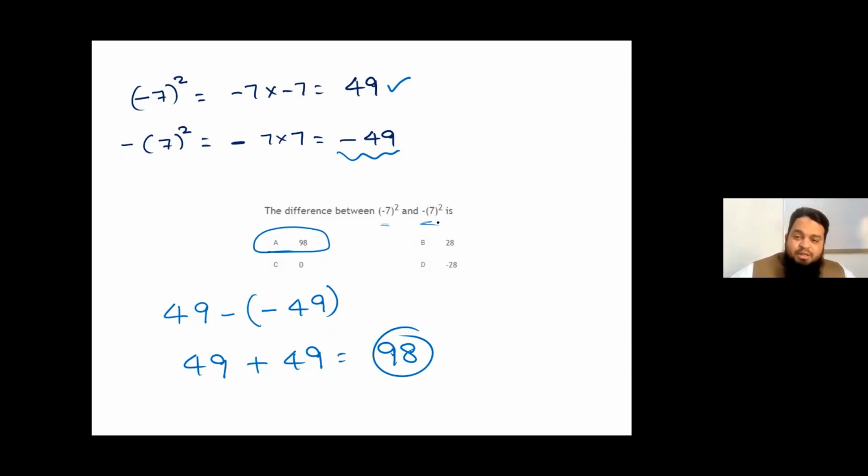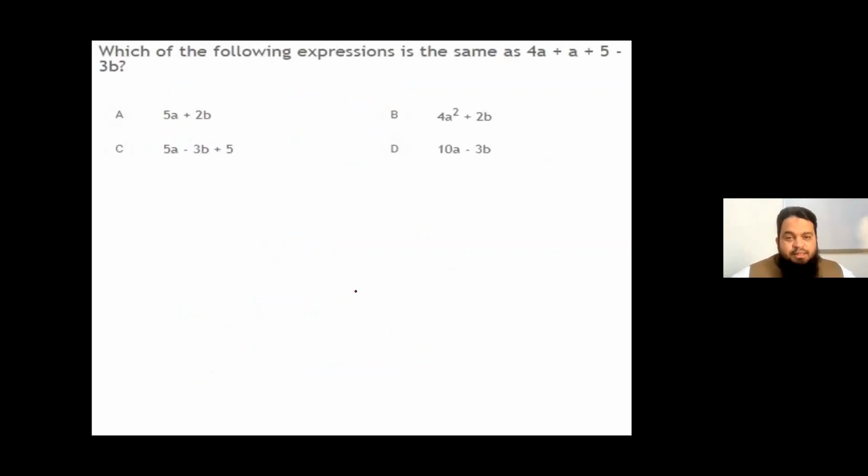And one more mistake students generally do. What is that? I'm doing it in red. See, if you get 49 correct and minus 49 also correct, but when subtracting we put 49 minus 49, because 49 minus 14. But actually he is asking the difference between these two. Difference means we have to subtract. Understood? So therefore the answer is 98. Be careful with these questions. So let us go for the next one.